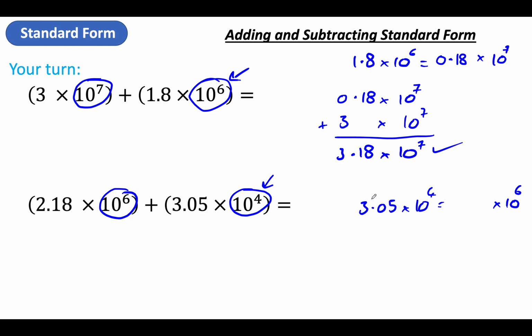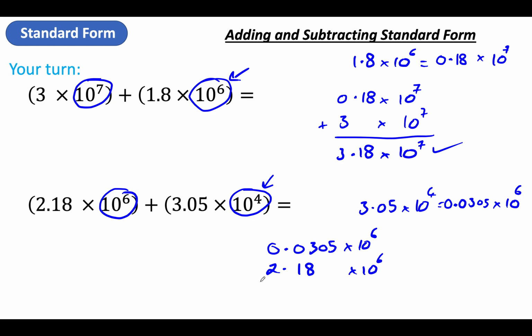So 2 places smaller, it's going to become 0.305, and then another place smaller to become 0.0305. Okay, right, and then we can add them. Now they've got matching powers of 10. We can just add those two numbers together. So that's 0.0305 times 10 to the power of 6. My other number was 2.18 times 10 to the power of 6.